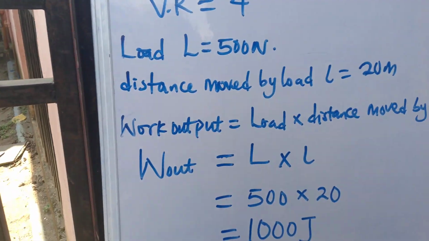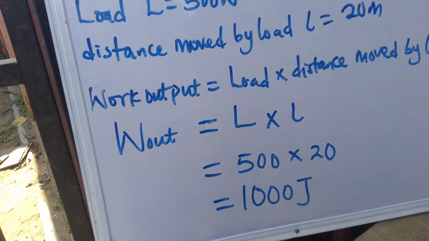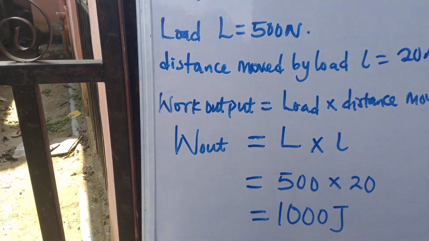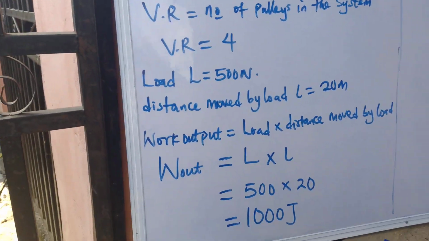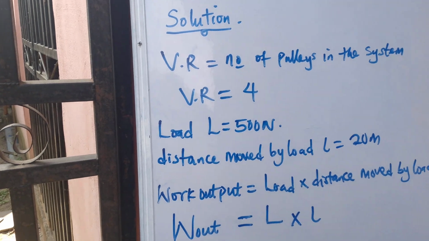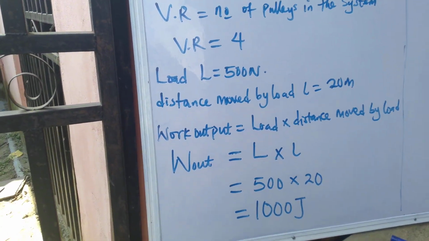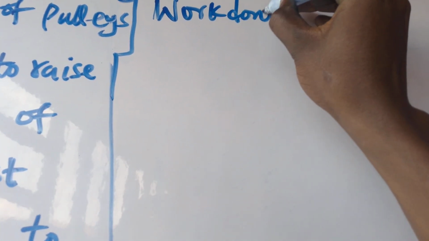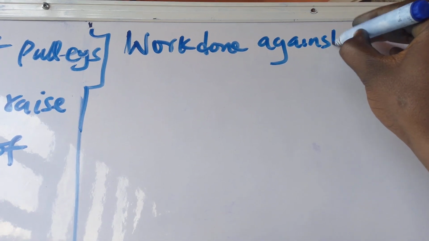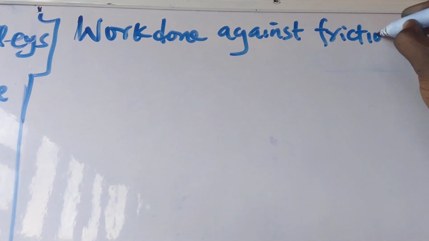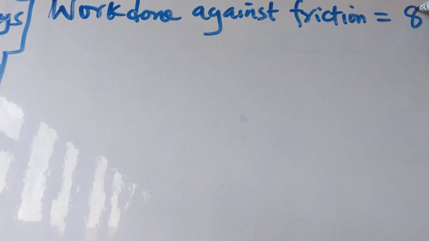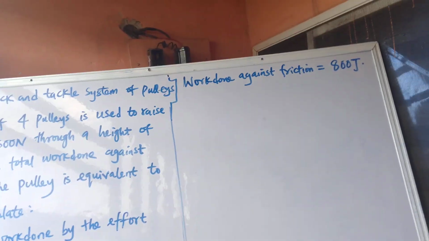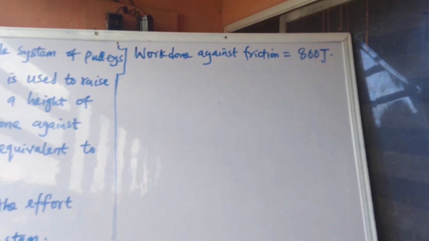So we have the load times distance moved by load. The load is 500 and distance moved by load is 20. So 500 times 20 gives me 1000 joules. This is the work output, okay? 1000 joules. Now they said if the total work done against friction in the pulley is equivalent to 800 joules, you say work done against friction is equal to 800 joules. That's the work done against friction, 800 joules. Calculate the total work done by the effort.